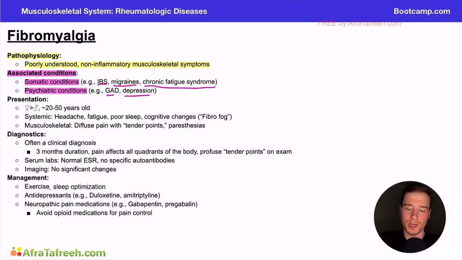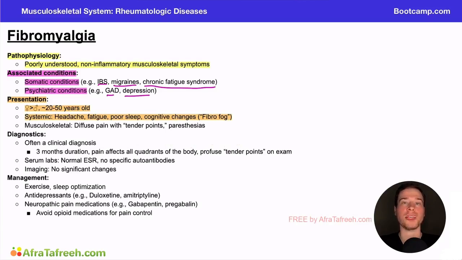When we think about classic presentations, this is more common in women and typically presents around 20 to 50 years of age. Patients can have systemic findings such as headaches, fatigue, poor sleep, or cognitive changes. If this is due to fibromyalgia, we often call this fibrofog. And this can be due to a variety of different things, but one of the key things to note here is that a lot of times patients who have fibromyalgia also have poor sleep, or they have sleep disturbances.